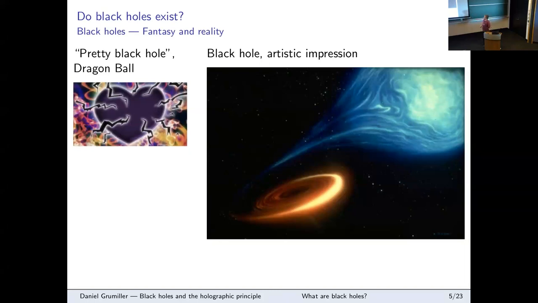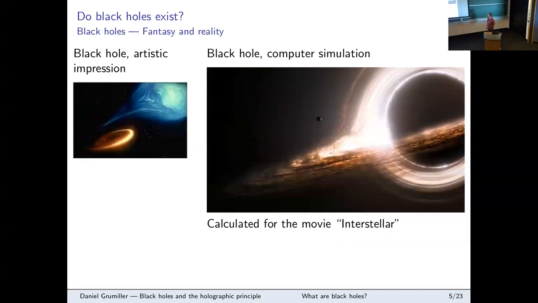Now, much better than an artistic impression are actual data, and the most accurate data in the form of a simulation was produced by Kip Thorne and collaborators for the movie Interstellar. So this is the famous black hole Gargantua, which is a protagonist in this movie. And you can see already quite a bit of difference from this computer simulation to this artistic impression. So what the artistic impression shows is how the accretion disk is, namely essentially a flat disk like the rings of Saturn. But what this computer simulation shows is what you actually would see.